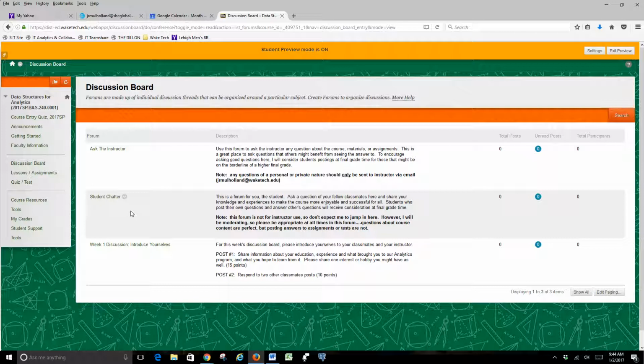And then secondly is the student chatter forum, which is really for you, the students, to interact with each other and ask questions of each other. I won't be moderating this one to the extent of jumping in and answering. Of course, I will be monitoring for content to make sure that it's appropriate. But other than that, this is a place for you to interact, ask questions of each other, and get answers.